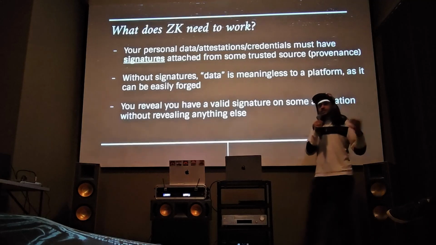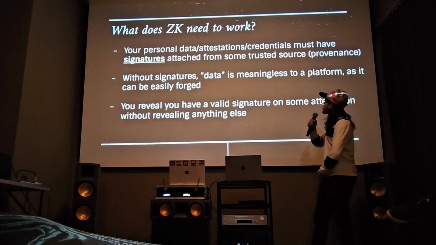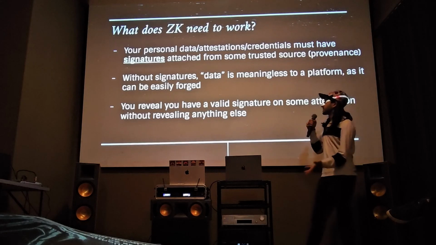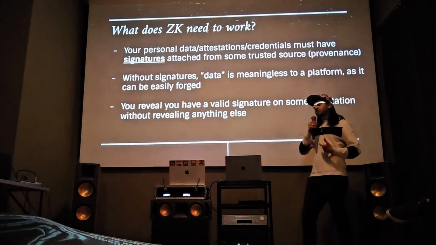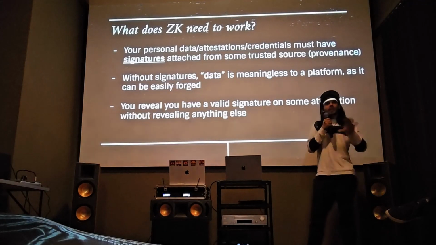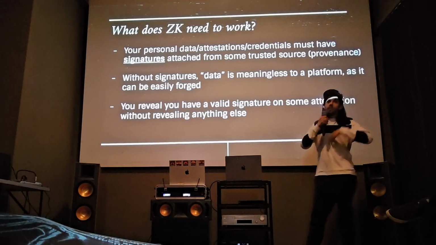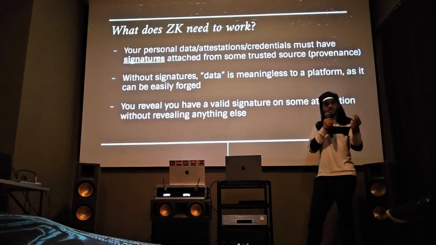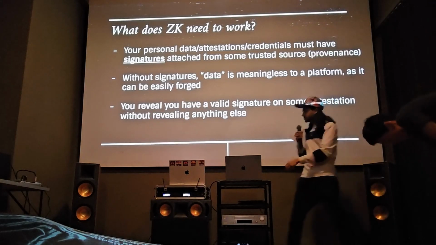So what exactly does ZK need to work properly in this kind of context? Well, you need digital signatures fundamentally. Without signatures, users can't prove that their data was correct, and so you could technically forge anything. And so once we have more signatures on more data, we can make ZK proofs of those, and then ZK prove that we have a valid signature and reveal specific subsets of our identity or our data.